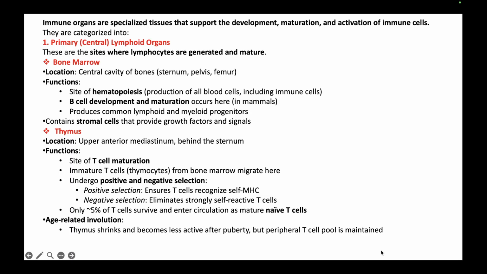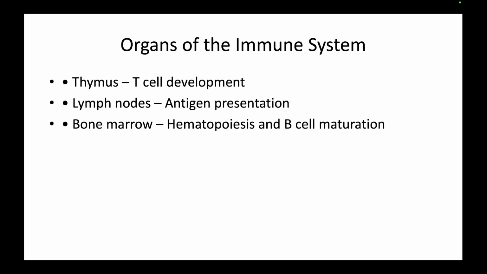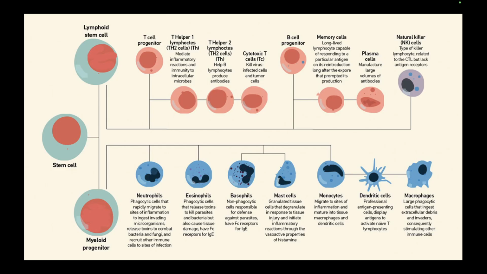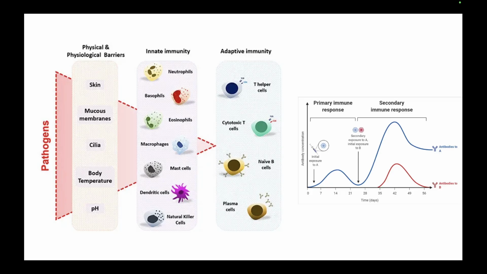Okay. So I'll just quickly tell one more time what I have told. So we have been discussing what the cells of the immune system are, what the organs of the immune system are. So basically, we have talked up till now as a summary class.